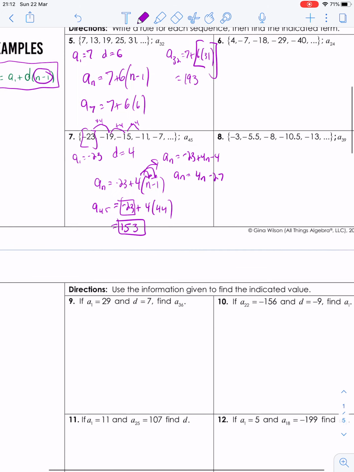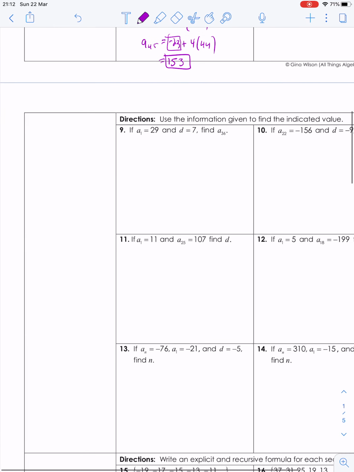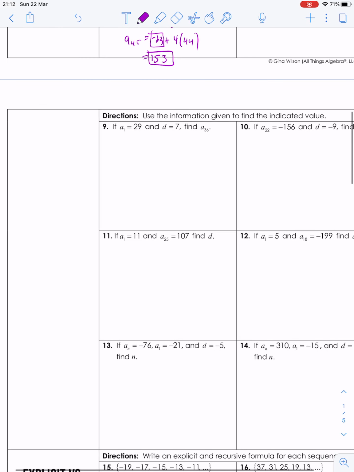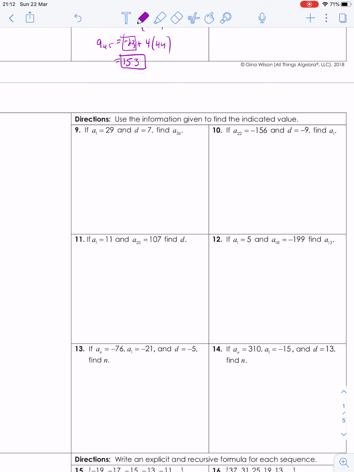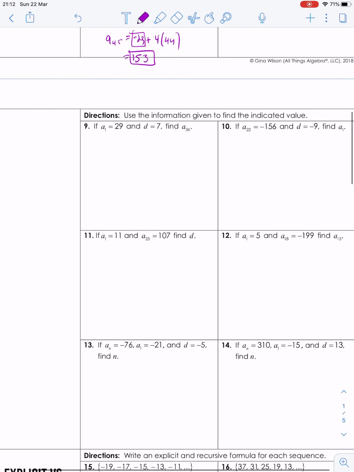So let's go to number 9, a little bit different. We have the first one. We have the 25th one. We have to find D in this case. Oh boy. So our formula is thus. A of 25. Let's write it out in a formal way. A of 25 is going to equal the first term plus the difference times 25 minus 1, right?